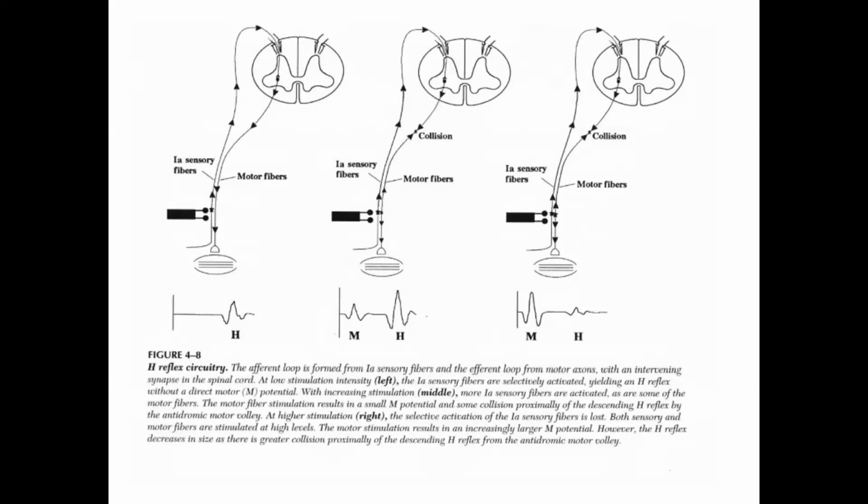In the first image, when we stimulate with a submaximal stimulus, only one sensory fiber is activated and the reflex arc is formed by the motor fiber, and only H reflex is present. This is the first diagram, right?